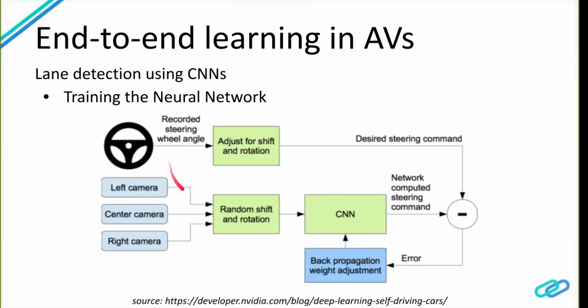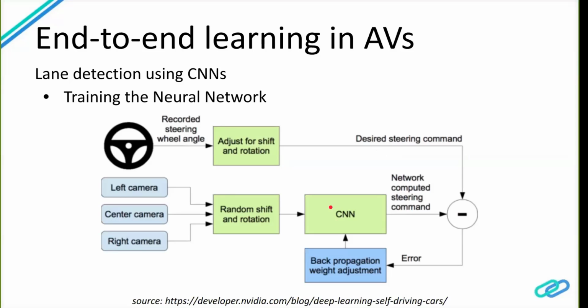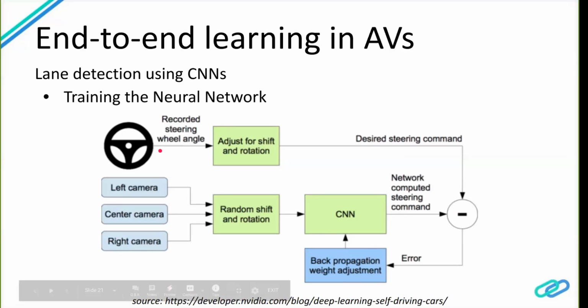So in that case, let's say the steering has to rotate at 20 and we are looking at 15, and then the error is 5. So we'll tell the CNN, hey, when you have the camera, something like this, you need to rotate by like 20 but not 15. And then the CNN gets adjusted. It learns and then it gives back the command to the steering. So that is called end-to-end learning.